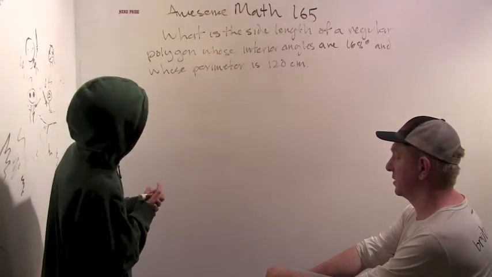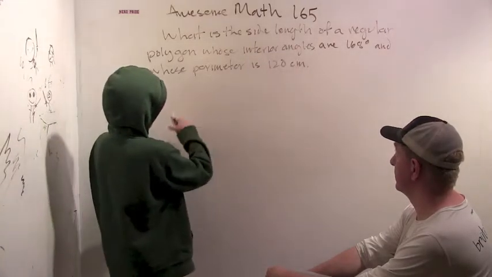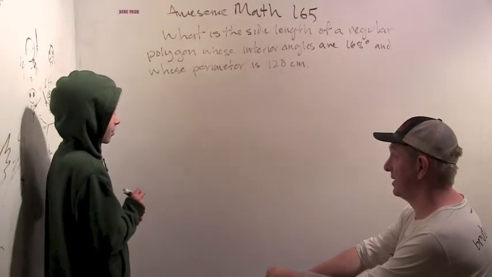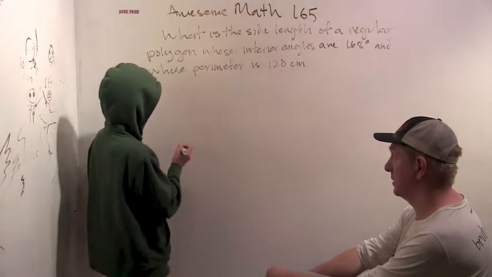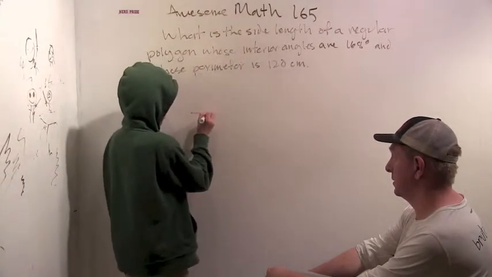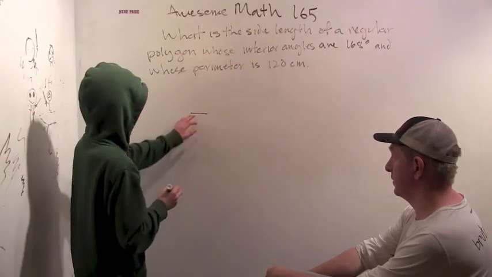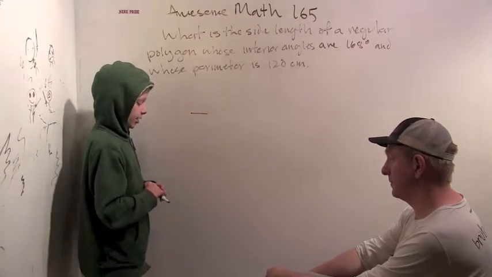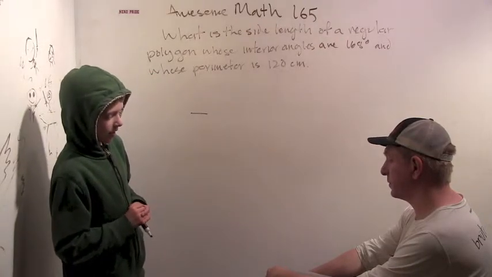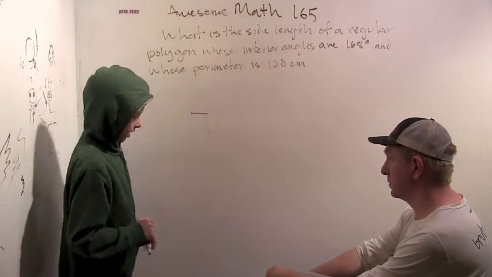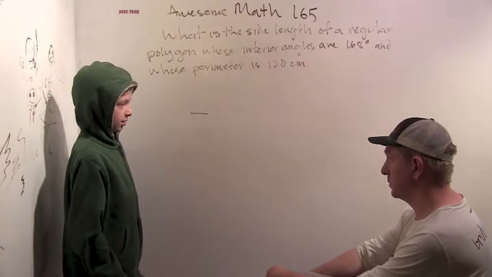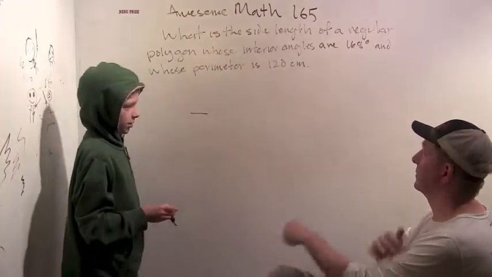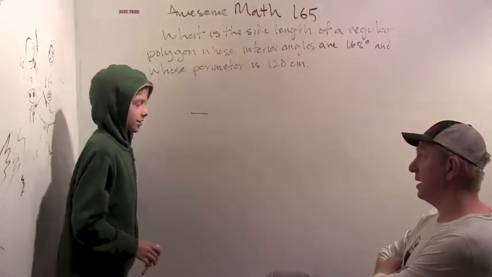Well, we don't know even how many sides there are. Well, it says it was regular. So that means all the side lengths are the same, and then all the angles are the same too. Yeah, that's right. But we said for an n-gon, the angles added up to n minus 2 times 180. Okay. But 168 is a multiple of 180. It's less than 180.